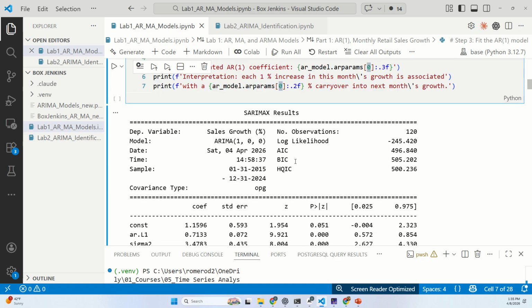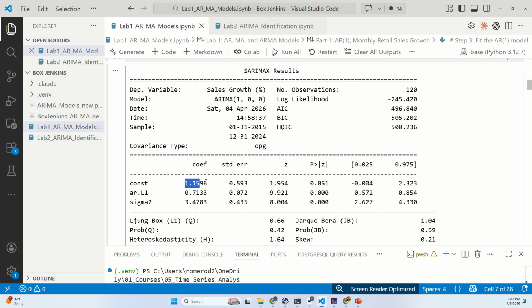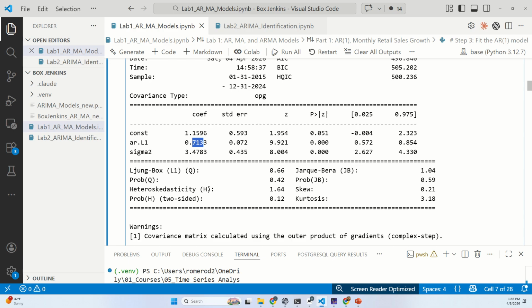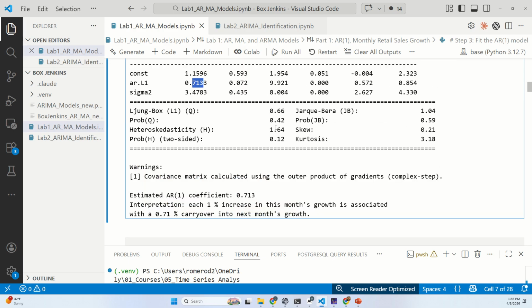Okay, so we get our model once we train it, and these are the parameters. This is the constant value of the autoregressive model, and then we have phi1, which is the parameter that multiplies yt minus 1. This is multiplying the previous observation. Okay. Now we can run the diagnostics.